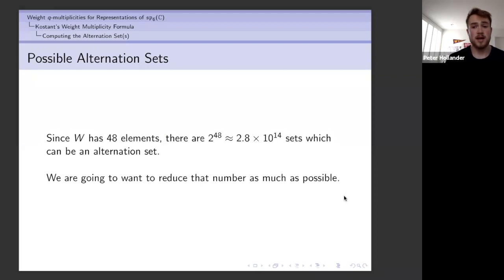But there are, as of right now, a lot of possible alternation sets. Since the Weyl group has 48 elements, there are 2 to the 48 potential alternation sets. And so what we want to do is cut that down as much as possible. And it turns out we can do a pretty good job.